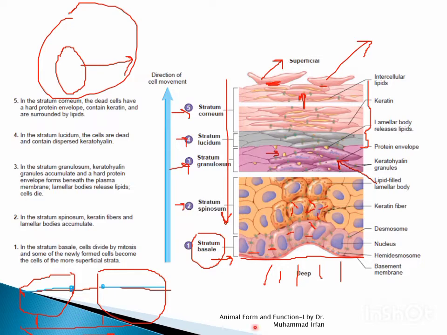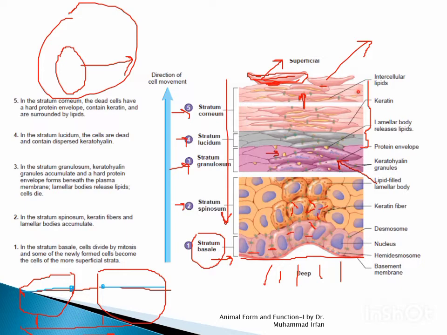So keratin, we know, is a mixture of keratin fiber and keratohyalin. Keratohyalin are the keratin protein plus certain other proteins. So these protein envelope and the keratin, they help the cells to have structural strength in the stratum corneum. The keratin could be of two types: soft keratin or hard keratin.